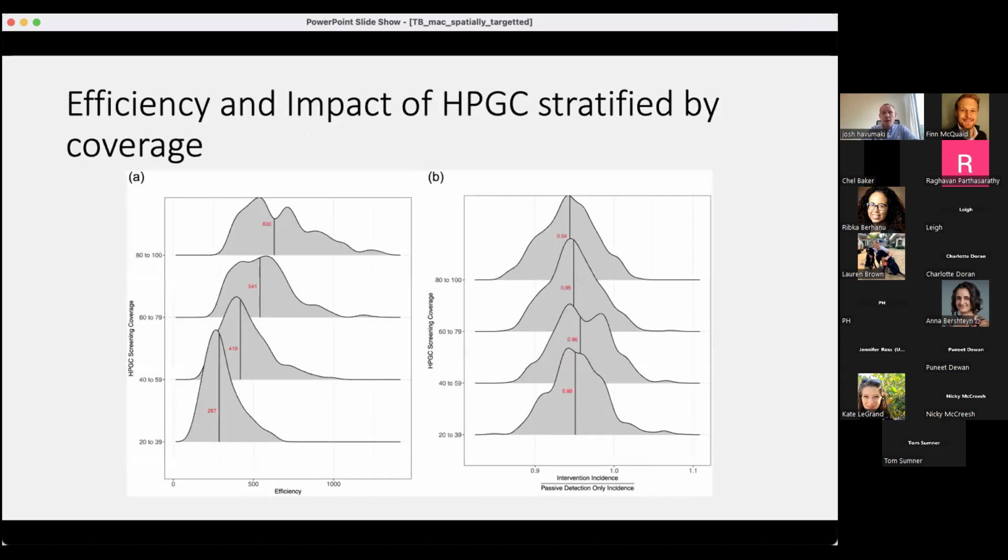One additional point is that we can stratify the results for the high prevalence grid cell screening intervention by the number of people screened. I said in this intervention we screened between 20 and 100 people, but we varied that parameter. So across all simulations, if we stratify by the number of people screened, we see, with efficiency on the left-hand side, that as the coverage increases, the efficiency decreases. And this is again number needed to screen.